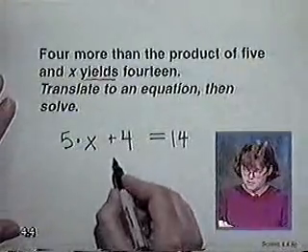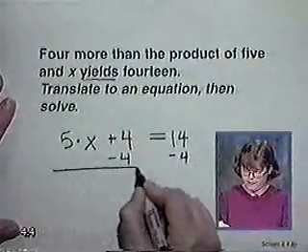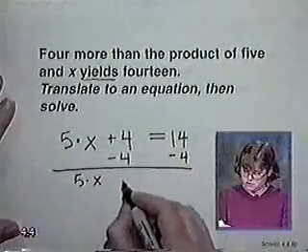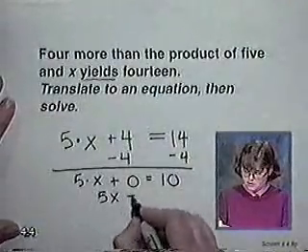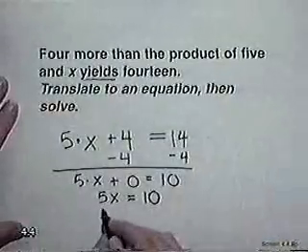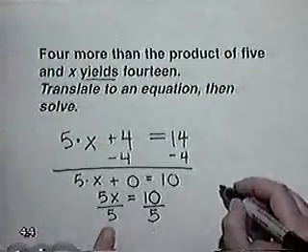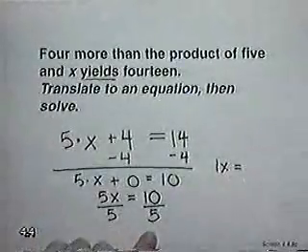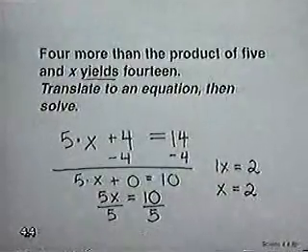We solve this. We will subtract 4 from both sides. And we have 5 times x plus 0 equals 10, or 5x equals 10. And to isolate the x, I will divide both sides by 5. 5x divided by 5 is 1x. 10 divided by 5 is 2, so I have x equals 2. And that is my solution.